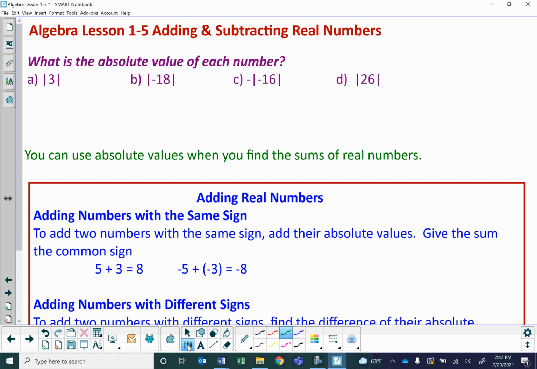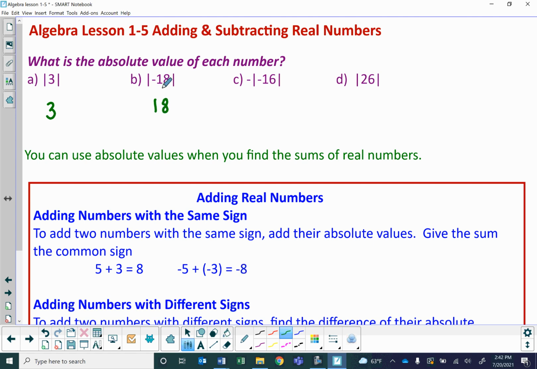All right, let's take a look at some absolute values. It says, what is the absolute value of each number? What is the absolute value of 3? Well, 3 is 3 units from 0 on the number line, so its absolute value is 3. The absolute value of negative 18? Well, negative 18 is 18 units to the left of 0 on the number line, so its absolute value is going to be 18.